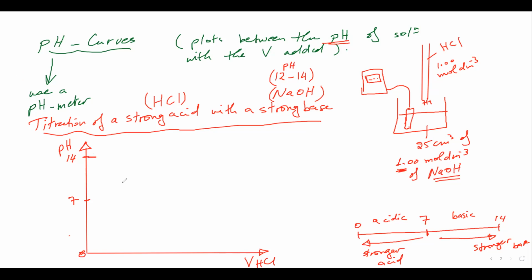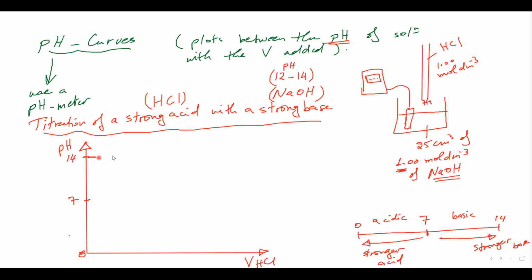You have to know from where you are going to start the titration curve. Since we placed sodium hydroxide in the beaker and sodium hydroxide is a strong base, we are going to start with pH 14. Okay? Now, what happens when HCl is added to the sodium hydroxide? Will the pH change or not?